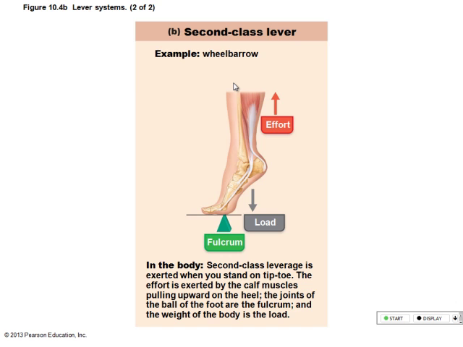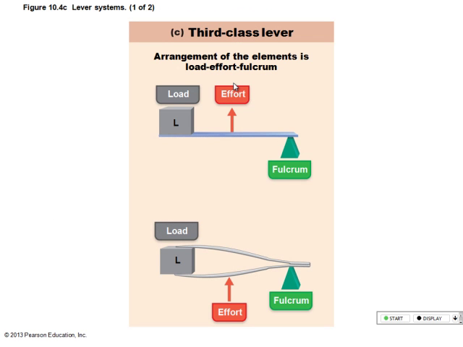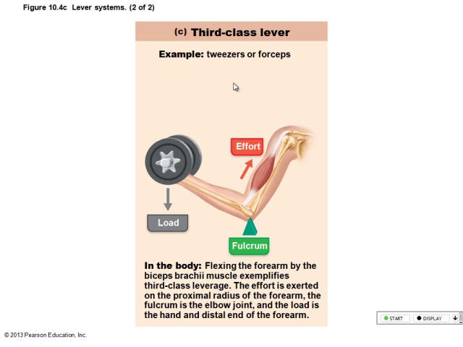Yes? And third class lever system. Effort applied between the fulcrum and the load. Tweezers is an example of a third class lever system. So we have the fulcrum at one end, the effort in the middle, and the load at the opposite end. Effort in that movement I keep using with the biceps, flexing the forearm.